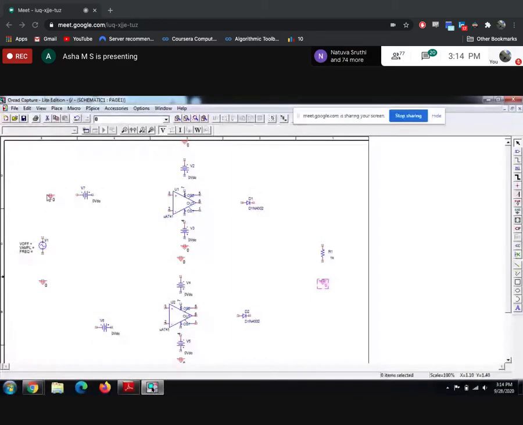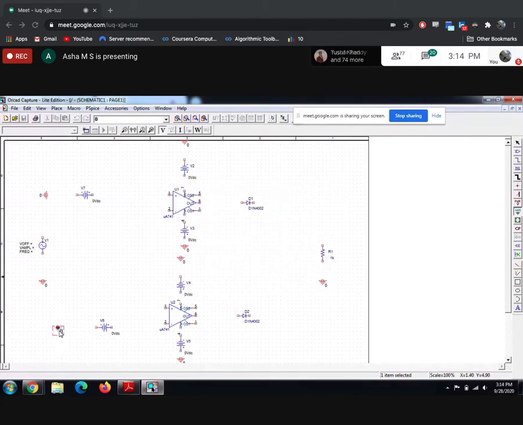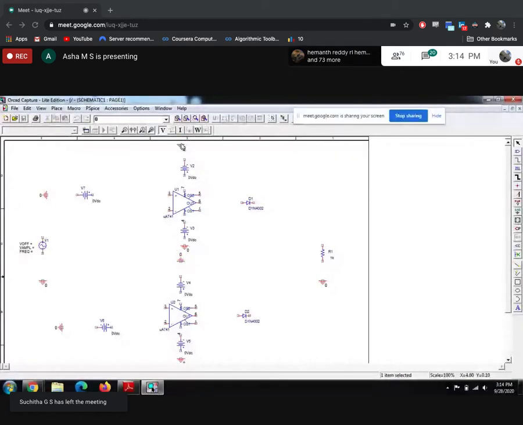Now do the connection. This ground I need to rotate. So this is proper. Here also I require one more ground. Control R. So this ground is proper. This I need to rotate, Control R. This is proper. This one I need to rotate, Control R. So this is proper.